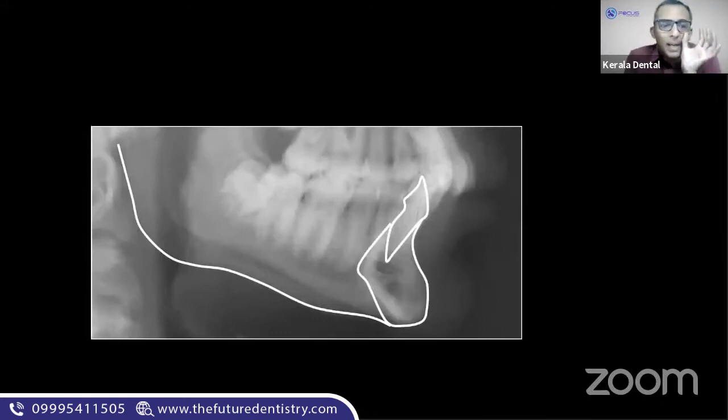Let's look at the mandible a little more closely. In the mandible, come to the chat box and tell me what is this point. This is just to make sure nobody is sleeping here. Come to the chat box quickly and tell me what is this point. B point. Perfect. Everybody knows that. Good.